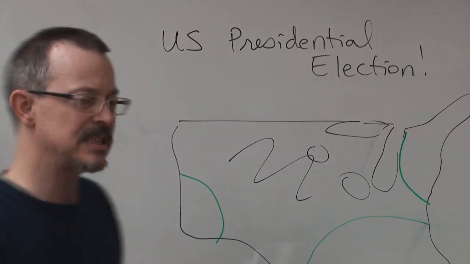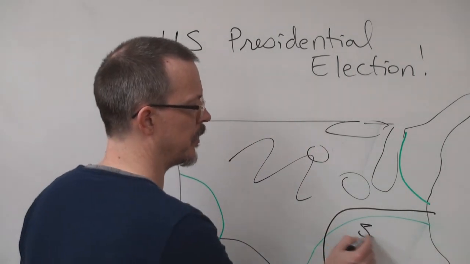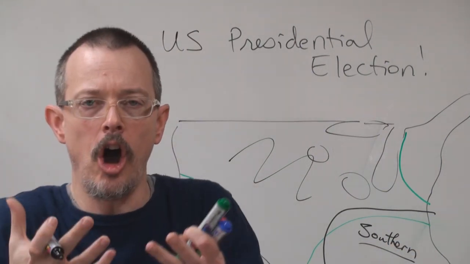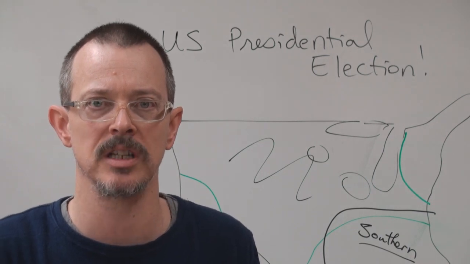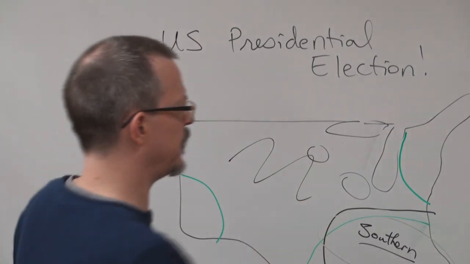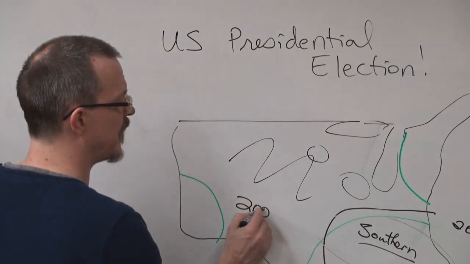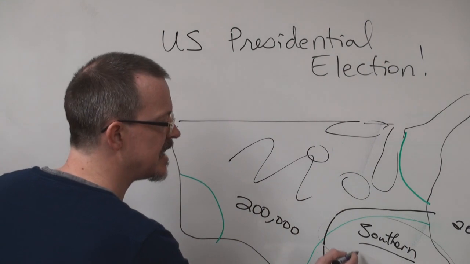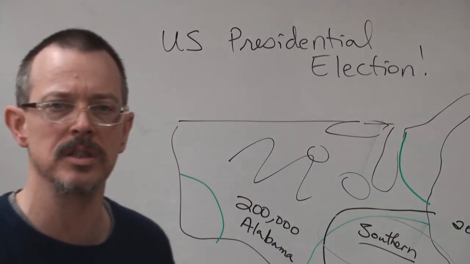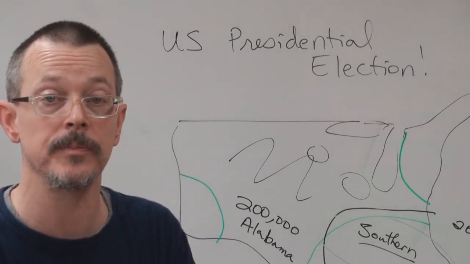Now, sometimes some candidates are really popular down here. They're the southern candidates. And they might receive all of the popular vote. Everybody down here loves them. Usually, let's say there's 200,000 people in the state of Alabama who can vote. So 200,000 people, for example, can legally vote.